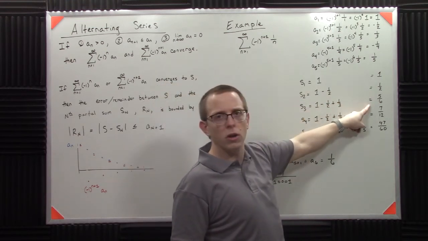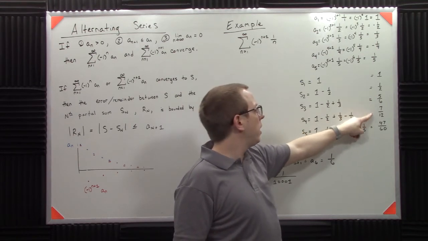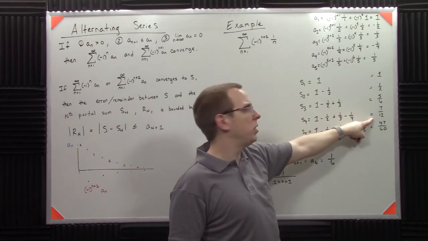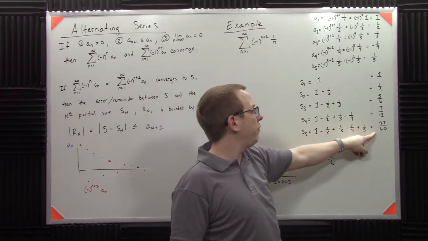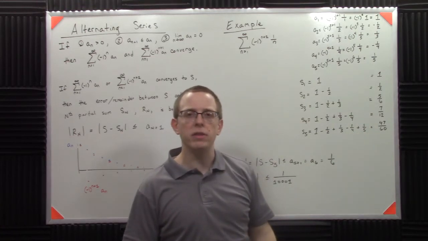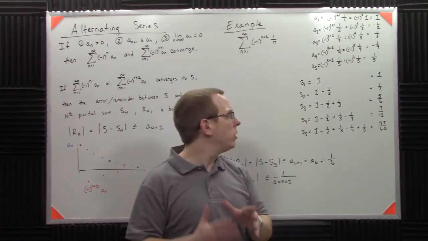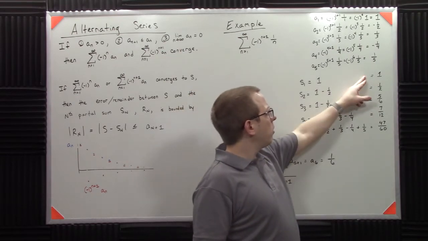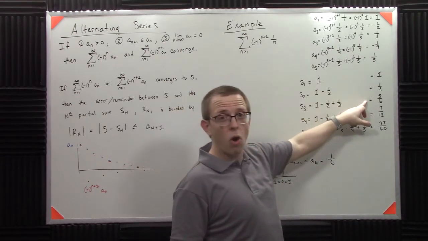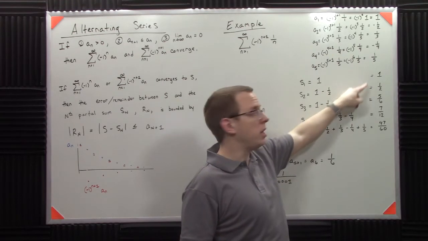And then I add a third, so I'm up to 5/6. And then I subtract a fourth, so I'm down to 7/12. But then I add a fifth, so I'm back up to 47/60. So if you look at what's happening here, I start at 1, I go to half, I go to almost 1 again, but I never get back up to here.